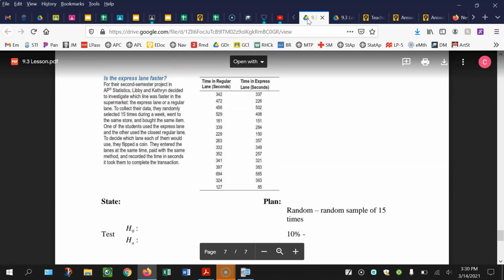So it looks like two distinct separate groups, but they're paired. They're paired by the time. They use the same item, same payment method, and same time.